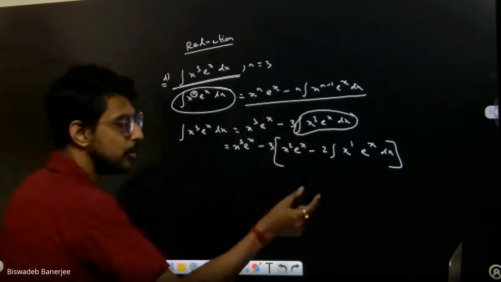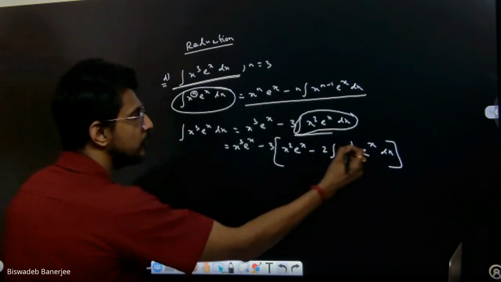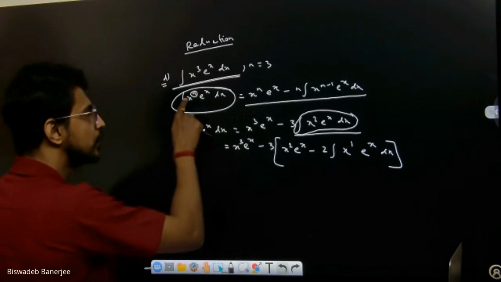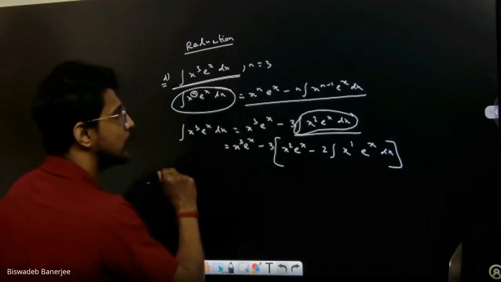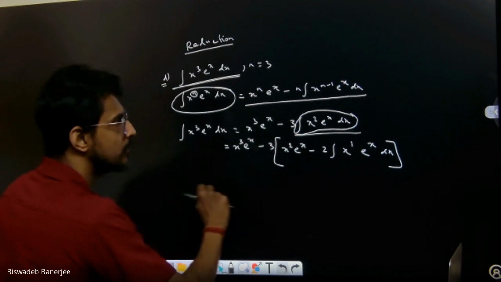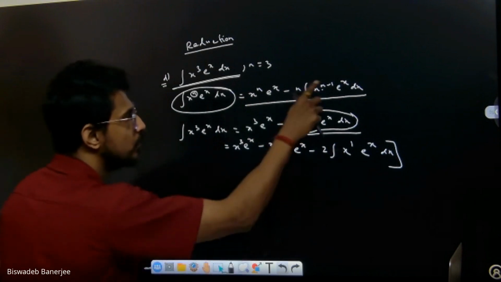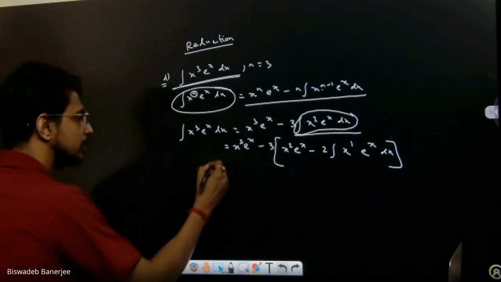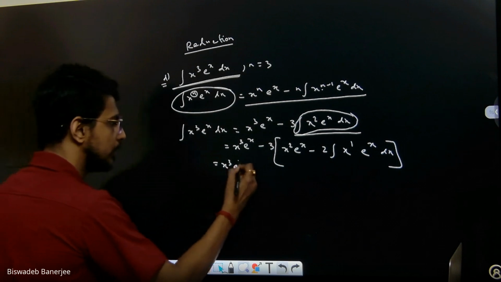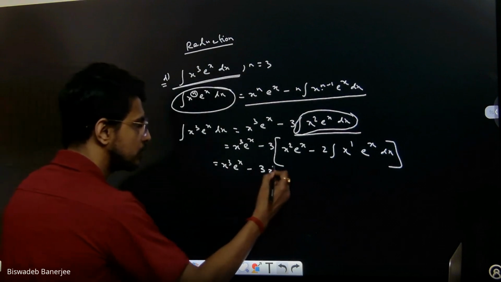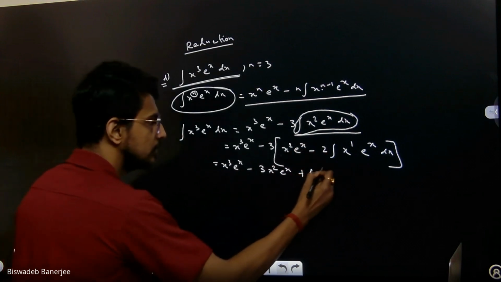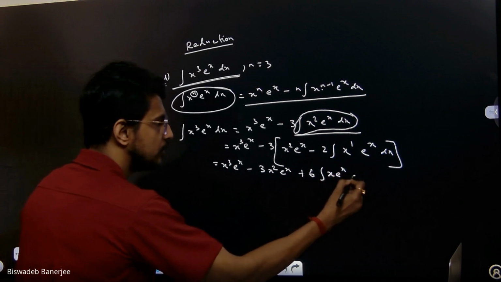I again repeat, how can we find the integral of x squared e to the power x? Just put n equal to 2 in this formula, and with 2 minus 1 giving 1, we get the result. So the integral of x cube e to the power x is x cube e to the power x minus 3x squared e to the power x plus 3 times 2 times the integral of x e to the power x.